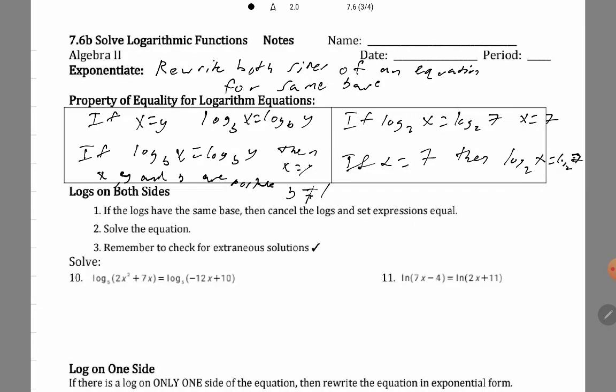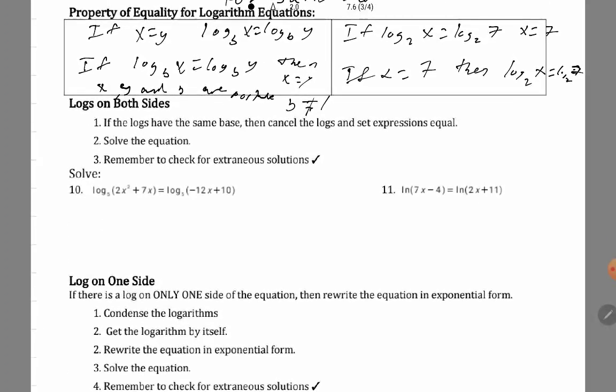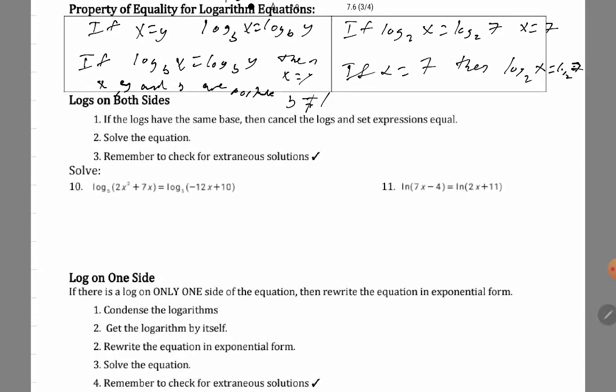Alright. Number 10. Log base 5 of one expression equals log base 5 of another. So, because they have log base 5 on both sides, we can cancel this out. Boom boom. It's kind of like dividing, but remember, how we would get rid of it is we would exponentiate both sides by having the base as 5, and then they would cancel out. But so now we have 2x squared plus 7x equals negative 12x plus 10. Hey, look, the old basic algebra stuff.